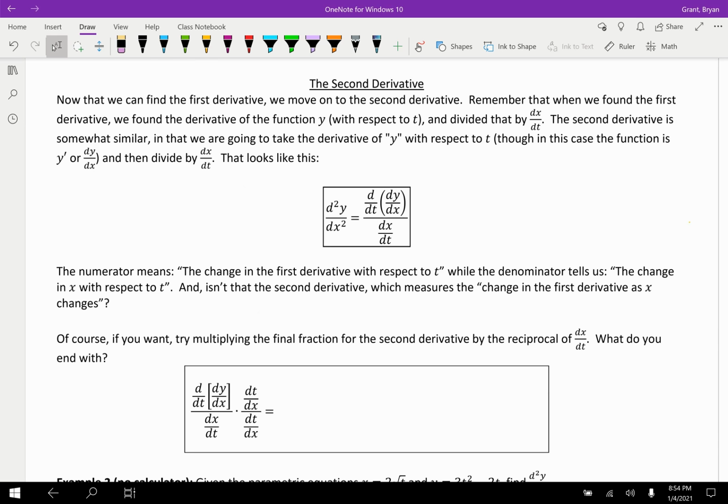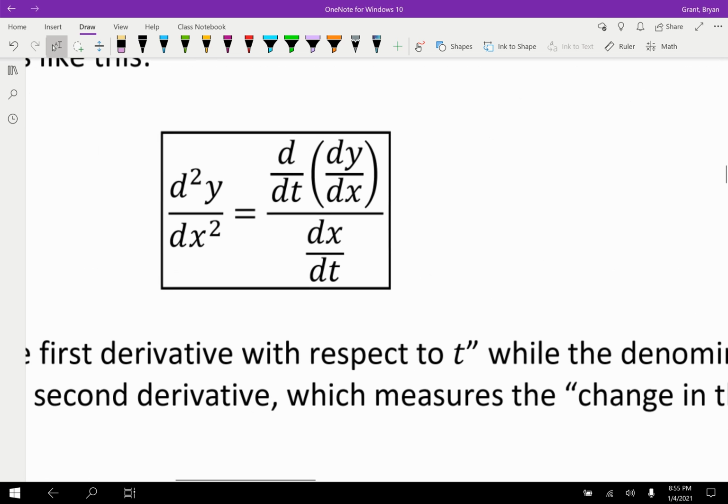Well, I'm actually going to give you the answer at the beginning and then explain what it means from here. So the second derivative of a parametric function is the derivative of dy/dx divided by dx/dt.